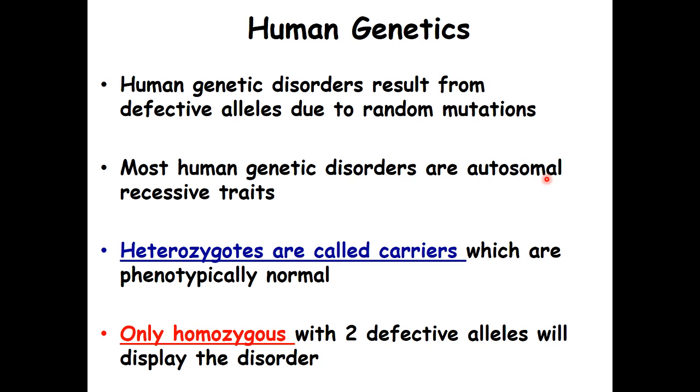So only those who are homozygous recessive will have the disease, and that is a good thing because it's very hard to have two defective alleles come together like this, right? So the chances of having genetic disease in the population is really low.